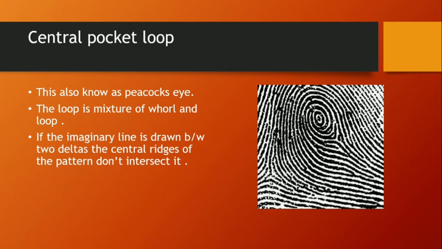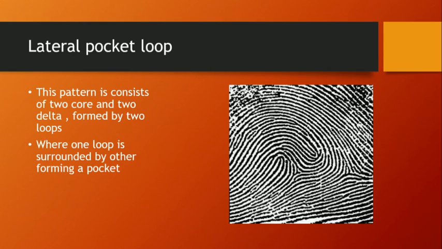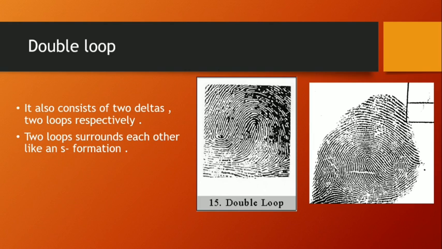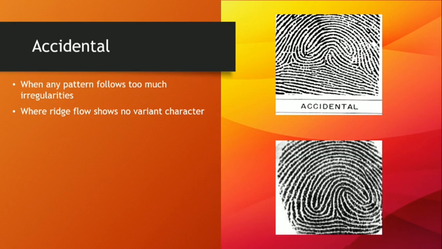This consists of 2 cores and 2 deltas. It is formed by 2 loops. This is formed when a loop makes a groove for another one and it is fitted into it. So what is a double loop? A double loop also consists of 2 deltas and 2 cores. These loops surround each other like an S formation. An accidental is a pattern where there are too many irregularities and no significant or variant characters are found.